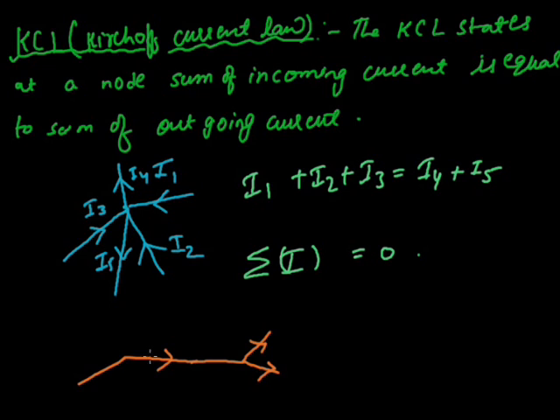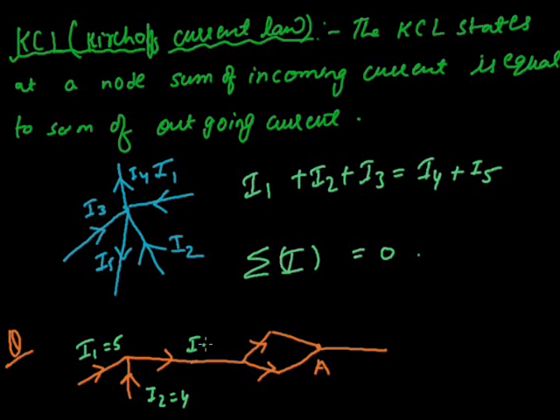Now you are given a question, and you have to calculate the current at node A. This is your given question, and the values of the branches are: suppose I1 is equal to 5, I2 is equal to 4, I3 is given as 2, I4 is given as, suppose, 4, and I5 is 1 ampere.